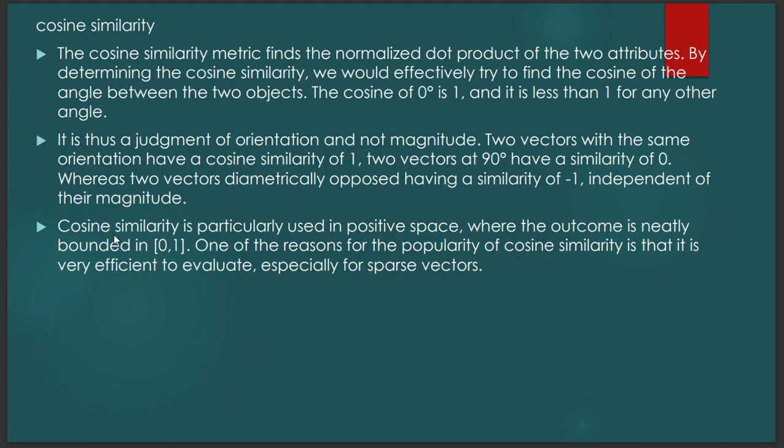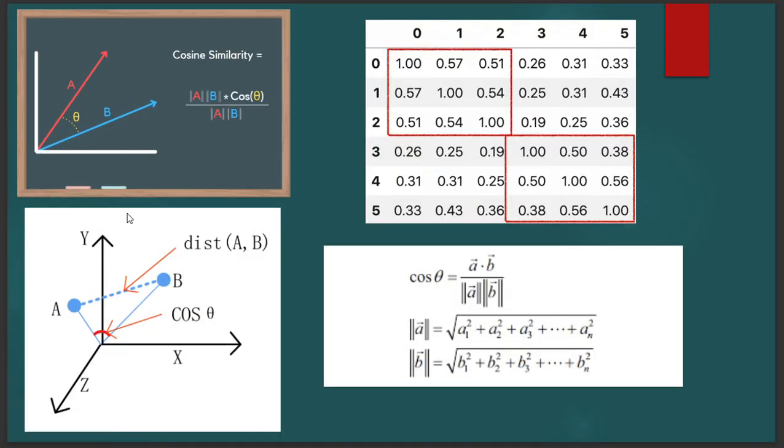Cosine similarity is particularly used in positive space, where the outcome is neatly bounded in 0 to 1. One of the reasons for the popularity of cosine similarity is that it is very efficient to evaluate, especially for sparse vectors. Here we can see how cosine similarity works. When theta is equal to 0, A and B are nearer, then cos theta is 1, and similarity is at its maximum.